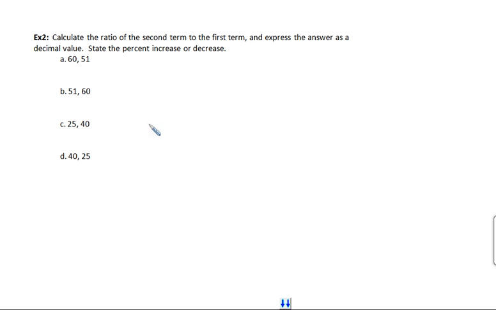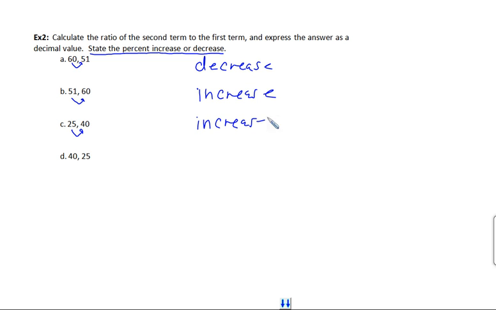Alright, calculate the ratio of the second term to the first term and express the answer in a decimal value. State the percent increase or decrease. So what I would do is, before you even get stuck in your head, going from 60 to 51, I know that that is going to be a decrease. Okay? Going from 51 to 60, that is an increase. 25 to 40, we're increasing. And 40 to 25, we are decreasing.